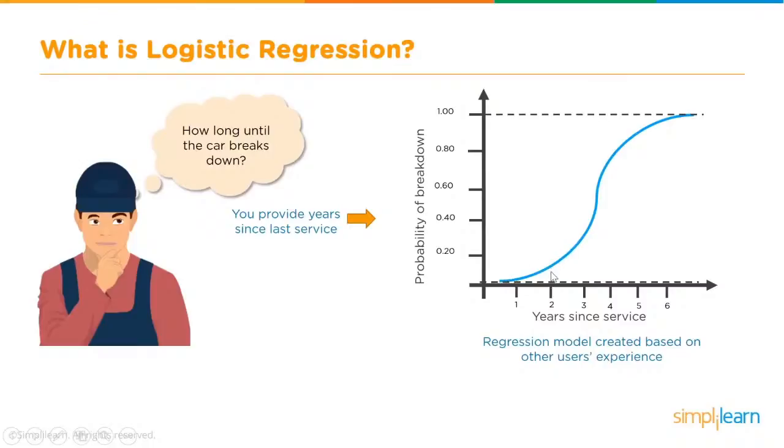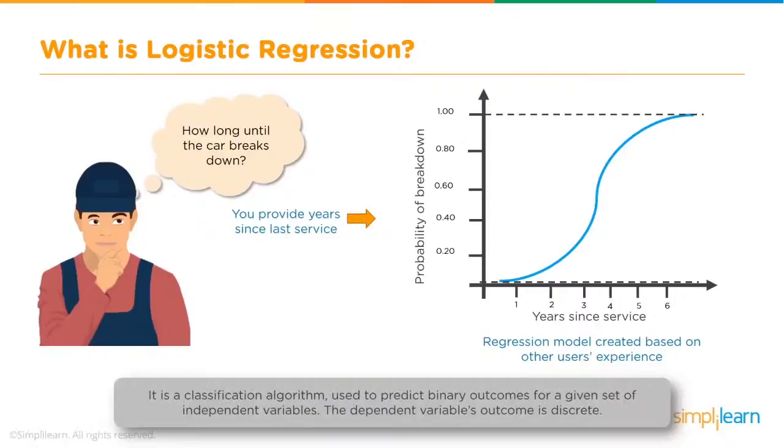So for example, the probability of your car breaking down within 2 years of your last service is 0.1. Similarly, 3 years is maybe 0.3 and so on. But as the number of years increases, let's say if it was 6 or 7 years, there is almost a certainty that your car is going to break down. That is what this graph shows.